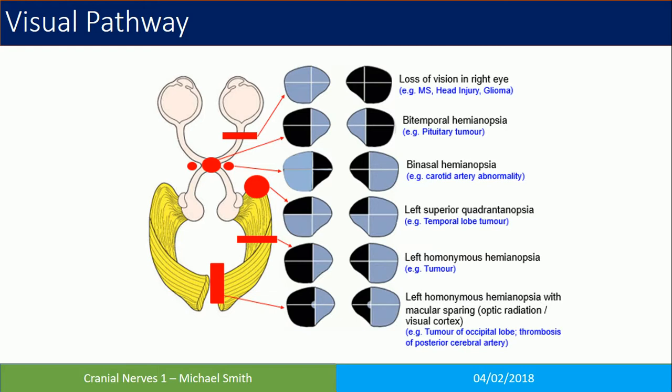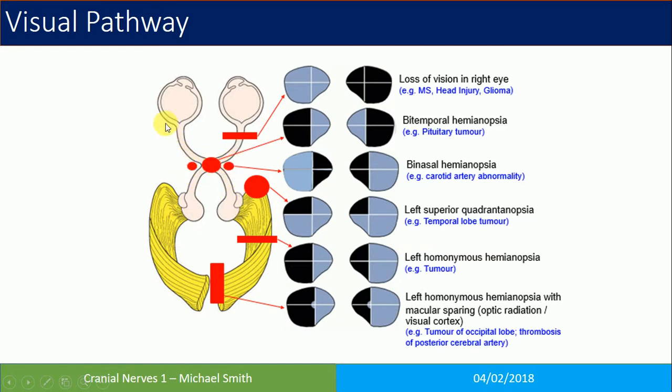So there are a few different places that we can have lesions. If we have a lesion here, then this will completely cut off one eye and damage the optic nerve. So this means that that eye will have a complete loss of vision. Then we come back to our optic chiasm.